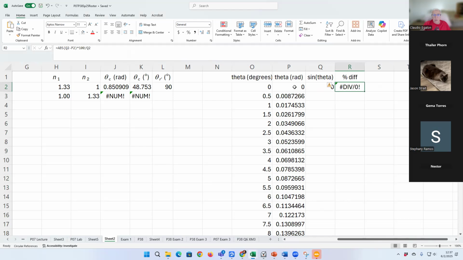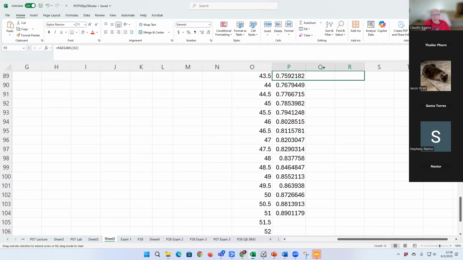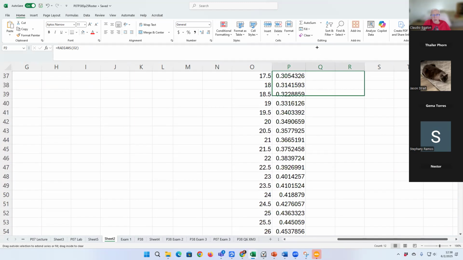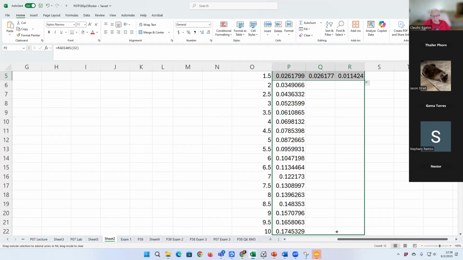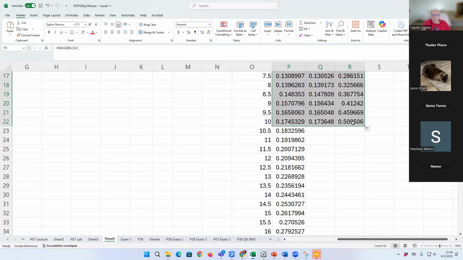Sine of theta is 0, the theta in radians is 0, consequently the percentage difference is 0, okay? So here you go. Look what happened. When it's half degree, the percentage difference is 0.001%. It's almost nothing, right? Let's say at 10 degrees. At 10 degrees, what's the percentage difference? At 10 degrees, the percentage difference is less than 1%. It's 0.5%. Okay?